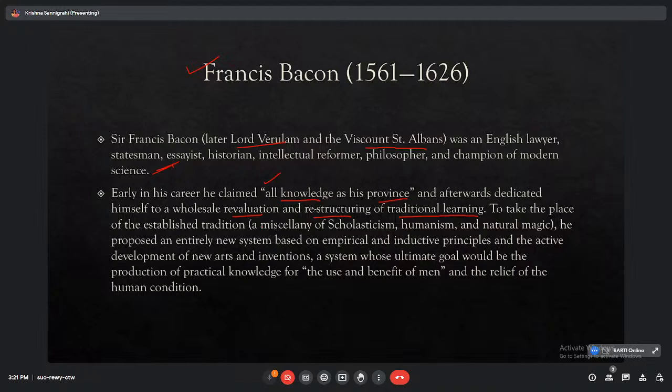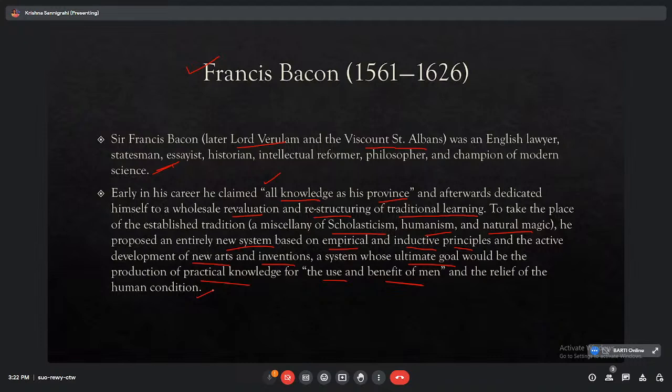To take the place of the established tradition, a miscellany of scholasticism, humanism, and natural magic, he proposed an entirely new system based on empirical and inductive principles and the active development of new arts and inventions, a system whose ultimate goal would be the production of practical knowledge for the use and benefit of men and the relief of the human condition. So, early in his career, what did he claim? That all knowledge is his province. And afterwards, he dedicated himself to a wholesale revaluation and restructuring of traditional learning.